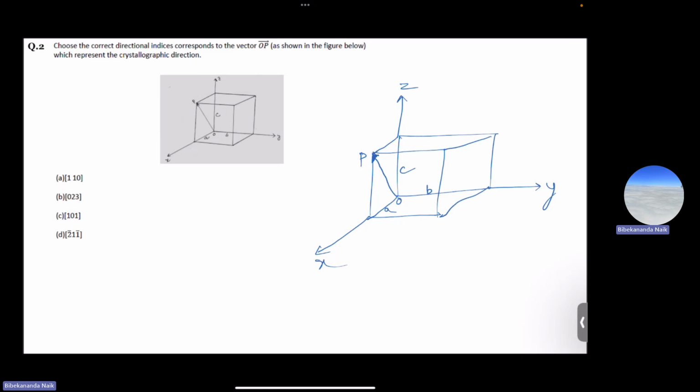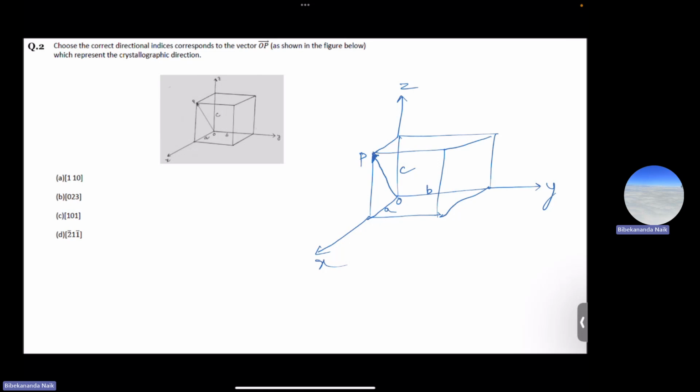So let's discuss the second question. Choose the correct directional indices corresponding to the vector OP as shown in the figure. So this is OP. O is the origin of the coordinate system, that is 0, 0, 0, and we need to find the coordinates of the point P.